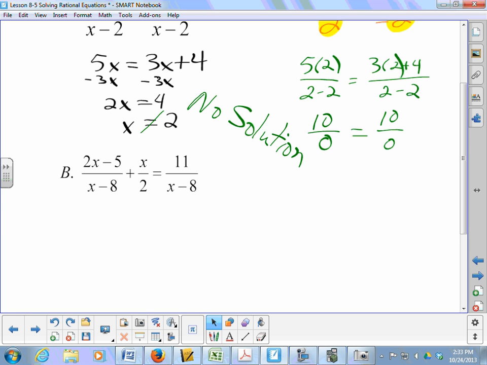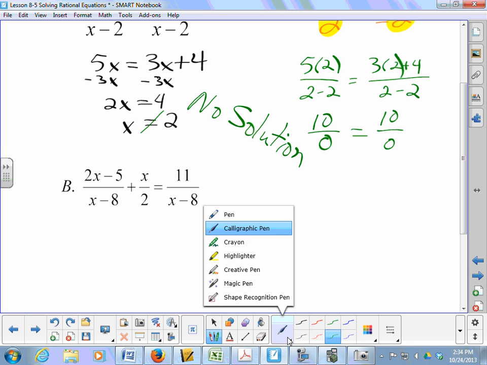Okay, we'll do one more. Okay. First thing, look at your denominators. How many different denominators do we have? Okay, we have 2 different denominators.